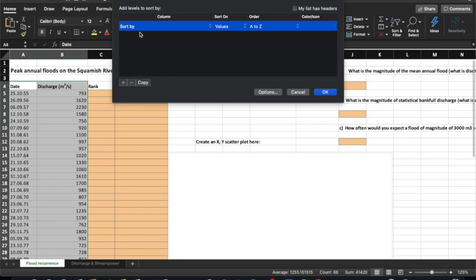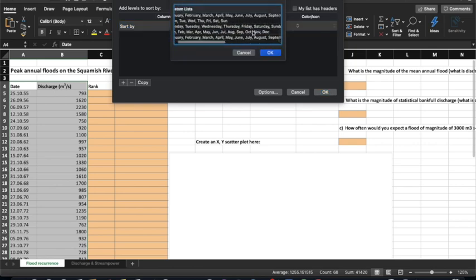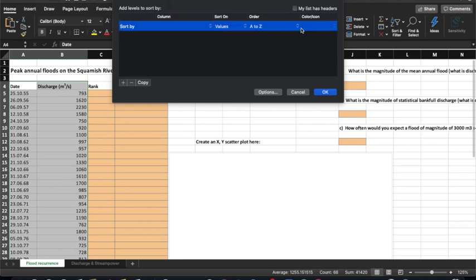Hit enter. So when you automatically do it in Excel, it puts them the other way around just because of the order that we have the columns in. Anyway, we hit OK, and then it should flip them. So you'll have recurrence interval on the x-axis, which is across, and peak discharge on the y-axis, which goes up.